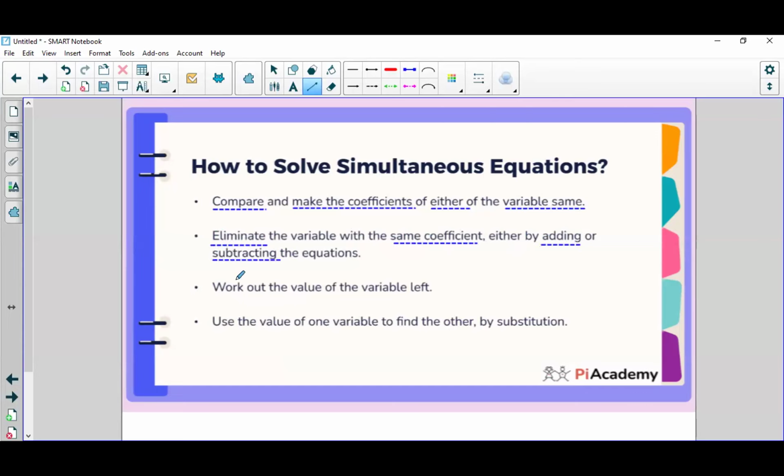Now, if you eliminate one variable, one variable will be left and you have to work out the value of that variable. And after that, use that value of one variable to find the other by substitution. I hope all of the steps are clear, guys. Isn't it? Cool. Yes, Hannah, do you have any question?